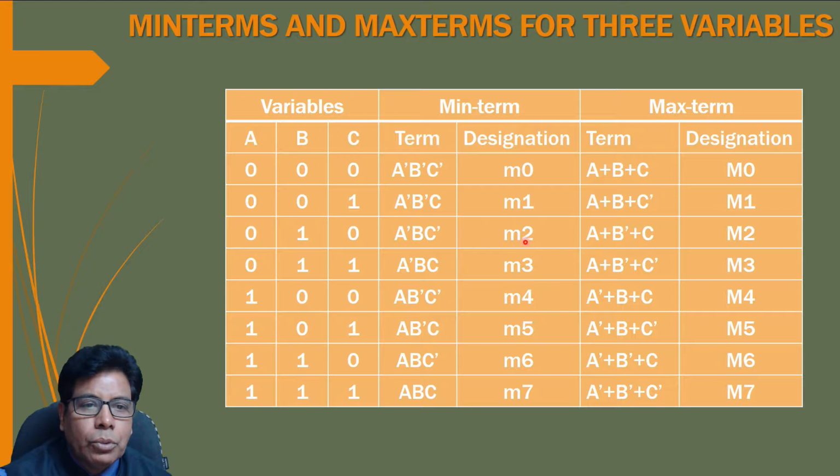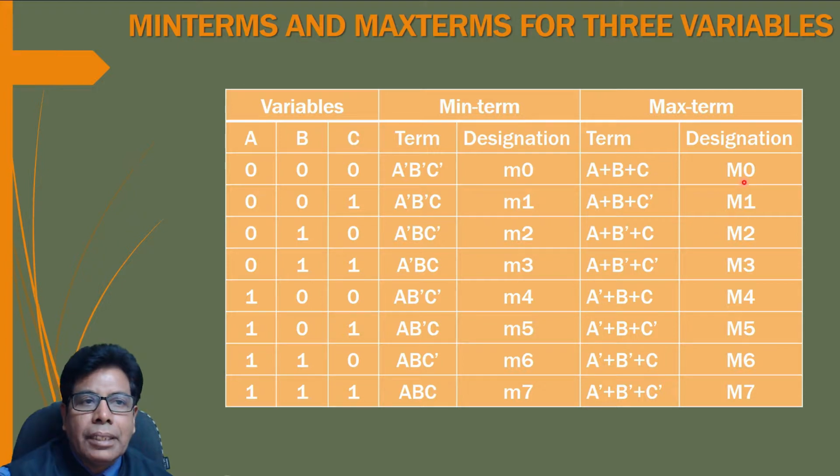For the next term, M2, we have 0, 1, 0. So this will be taken as A, B dash and C. The next is A, B dash, C dash. Then this will be A dash, B, C, that is, A dash plus B plus C. Then this will be taken as A dash plus B plus C dash. Then A dash plus B dash plus C. Then the last term will be A dash plus B dash plus C dash. That will be M7.